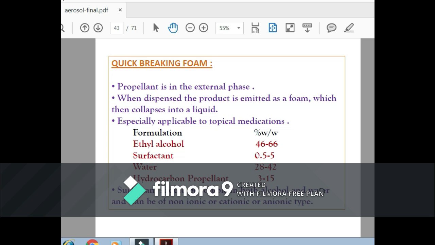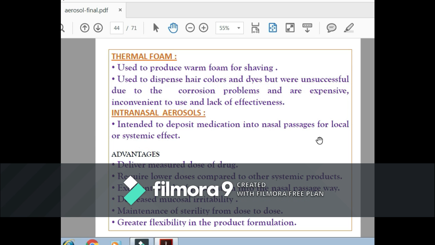Then quick breaking foam. Generally in case of quick breaking foam, when we expel the product from your container, it will produce a quick foam, and immediately that foam will break down. That's why such a system is called a quick breaking system. Then thermal foams. Thermal foams are foams that, when applied on the skin, cause a warm feeling. Generally thermal foam is used for shaving cream or shaving purposes.